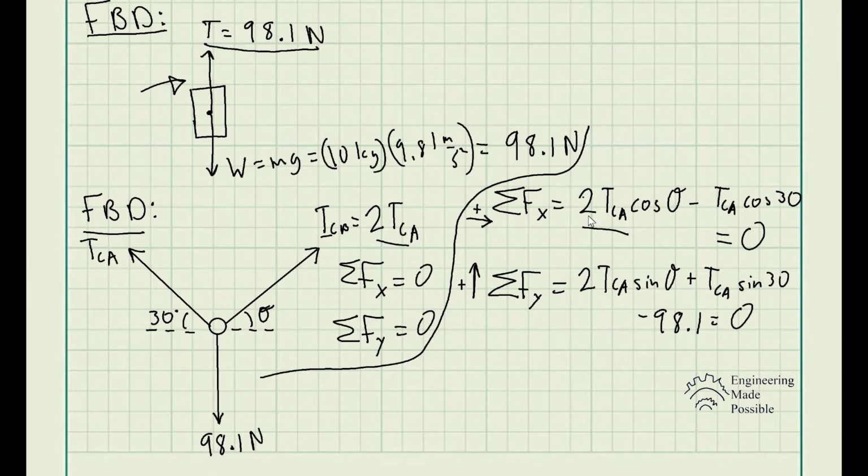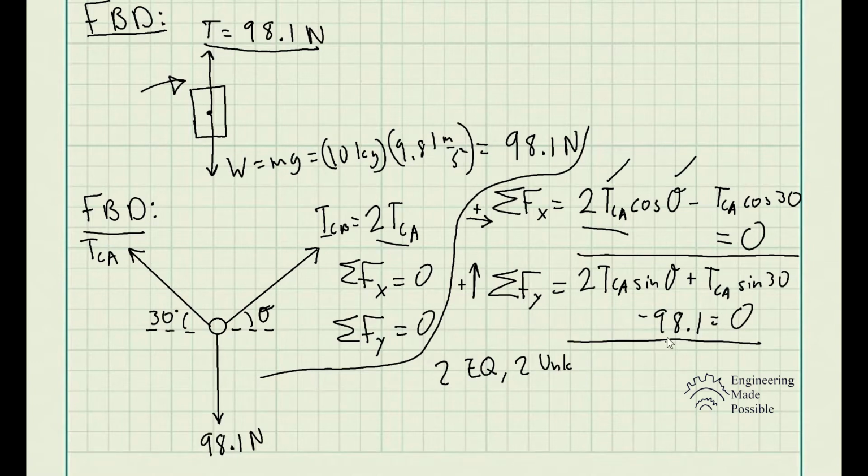So notice here now we have two equations. We have this one and we have this one. And what are our unknowns here? Well, we have TCA, that's one unknown. The other unknown is theta. So we have two equations and two unknown variables. That means we're able to solve them. If we have two equations and two unknowns, we're able to solve for these unknown variables.